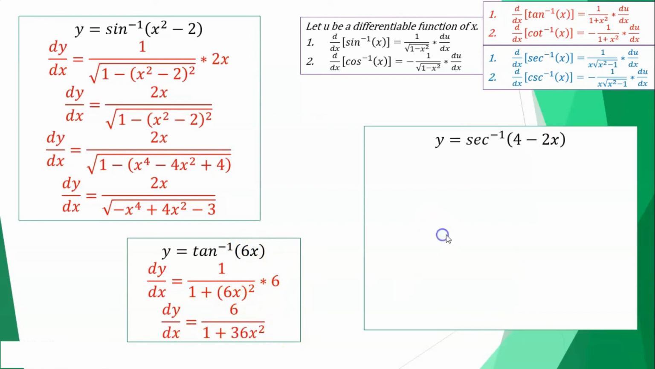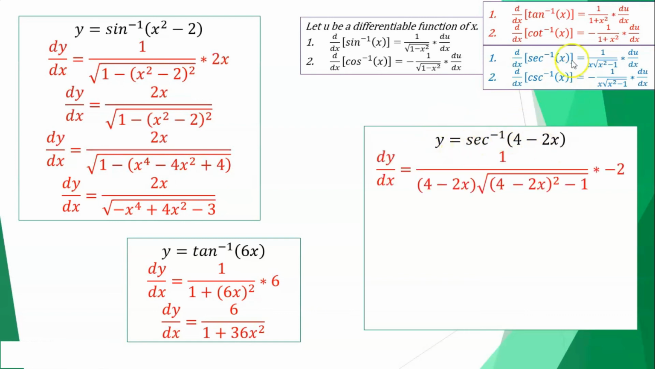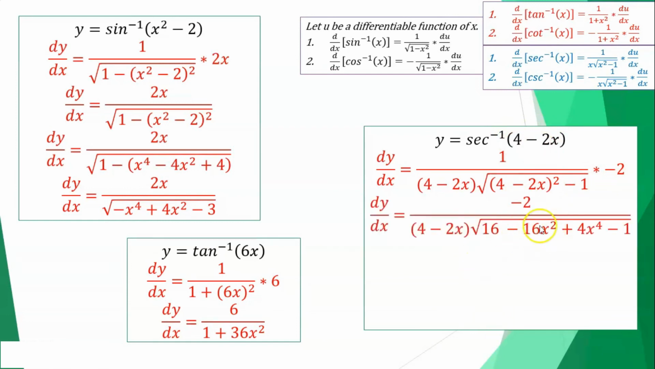Okay, then that's one. Third example, y is equal to secant negative 1, or arc secant, of 4 minus 2x. So derivative of y is dy dx. Derivative of arc secant, so make use of the first blue equation. So that would be 1 over x, which is 4 minus 2x, and the square root of 4 minus 2x squared minus 1, times the derivative of this, which is negative 2. So simplifying, we will get this.